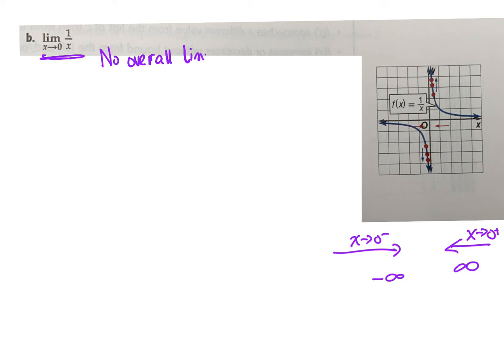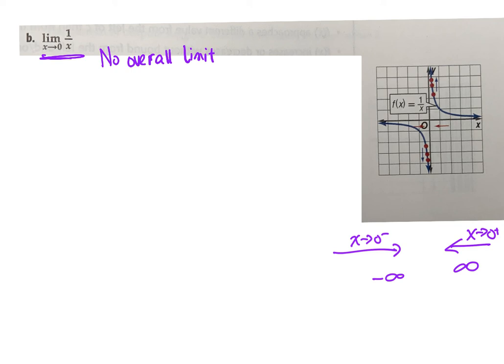All right, they want an overall limit. What's happening from the left-hand side? It's approaching what? Negative infinity. What about the right-hand side? So it is going to have a left limit. So as x approaches 0 from the left, it's going to have a limit. As it approaches from the right, it will have one, but it will not have an overall limit. So this particular one will not have an overall limit because they're different. All right, no overall limit.